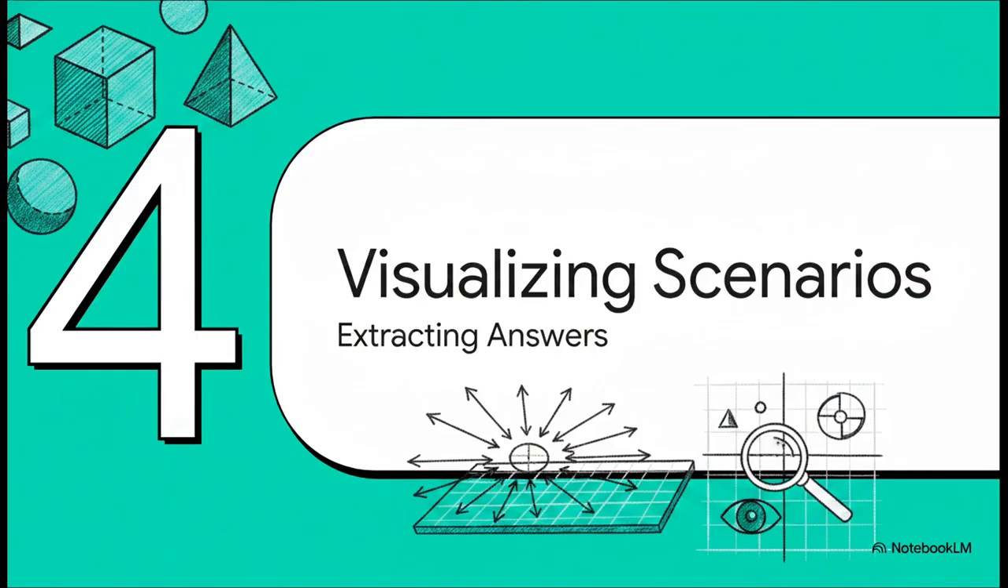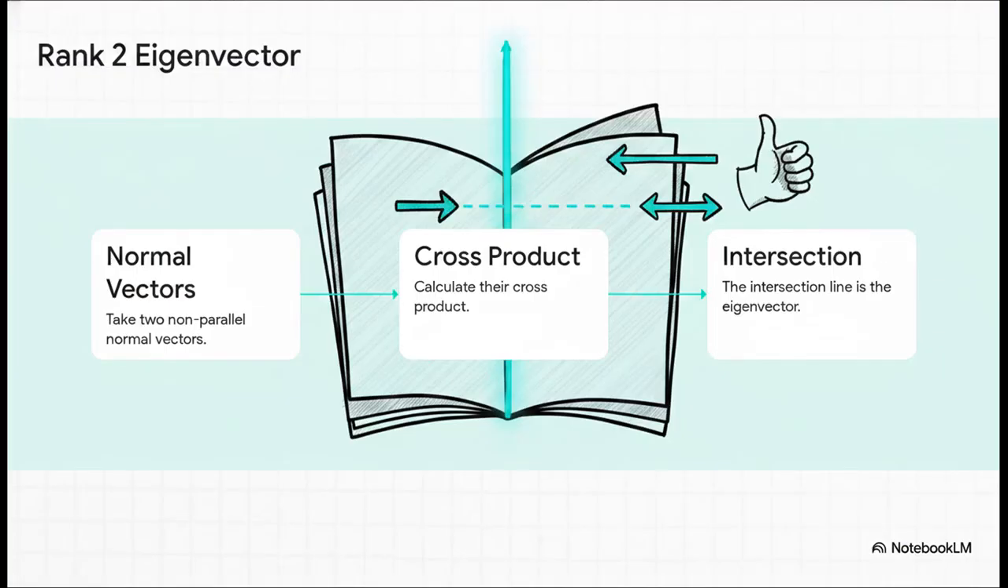geometry itself. So the crucial takeaway for a rank 2 scenario is this. Imagine 3 planes intersecting, kind of like the pages of a half-open book. That middle spine where all those pages meet, that intersection line is exactly what we're looking for. To find it mathematically, you just take 2 non-parallel normal vectors from those planes and calculate their cross product. Using the right-hand rule, the resulting vector shoots perfectly down that intersection line. And boom, that is your eigenvector.